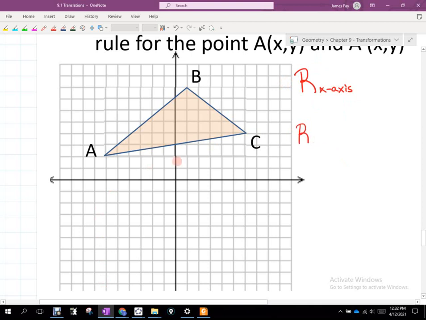Another way they can say this, what's the equation for the x-axis? Anybody remember? Algebra 1? What's an equation for the x-axis? Y equals 0. Y equals 0. Okay, so these two things say the same thing.